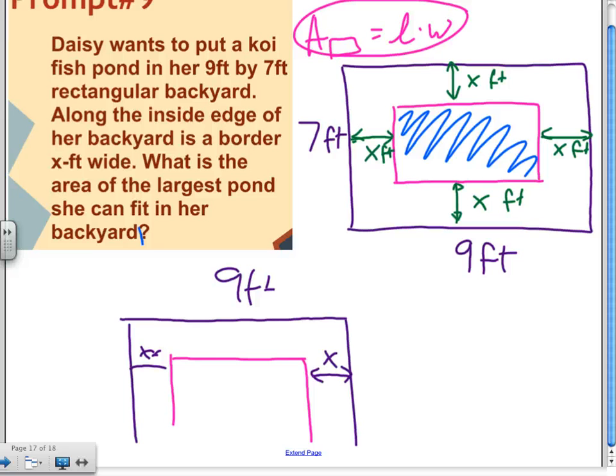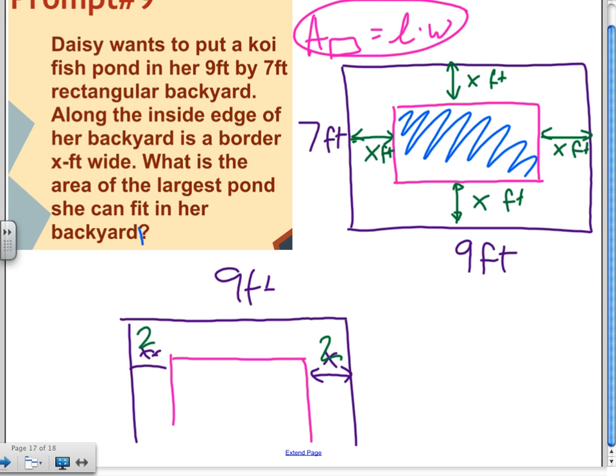Let's pretend that the sidewalk that I'm going to build is 2 foot wide. So instead of using x, I said, what if this is 2 and this is 2? Then what is the length of the pond? I did not say x and y. I gave you a number now. If the sidewalk is 2 foot here and 2 foot here, what is the length of the pond? 5 feet.